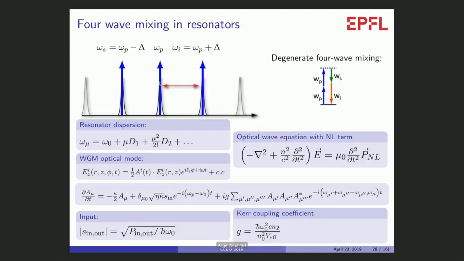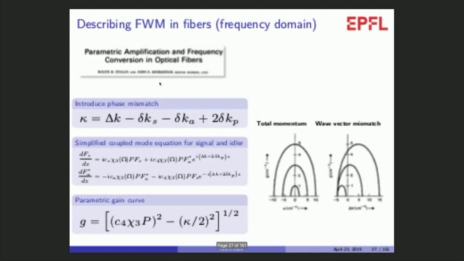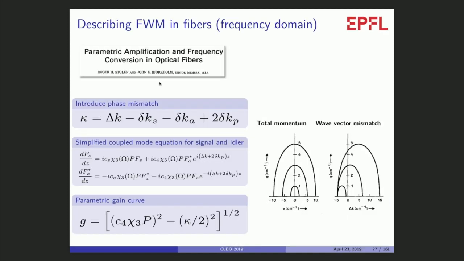Now, how does this translate to the frequency domain? In this original treatment, and I will be purposefully brief, of parametric frequency conversion in an optical waveguide, what you do is just launch two pump fields and look at how the signal and idler fields get amplified. And so the quantity of interest in this case are your wave vectors.